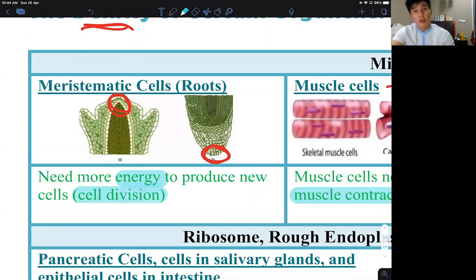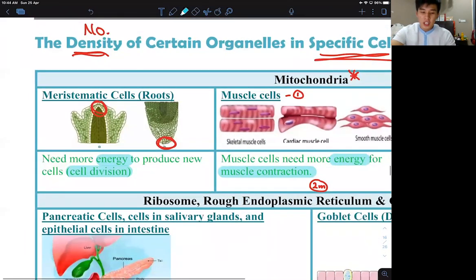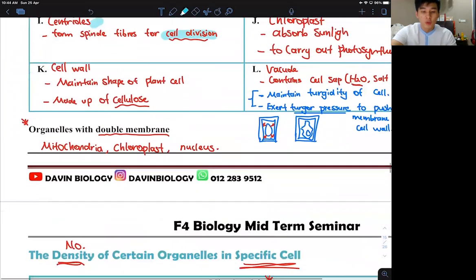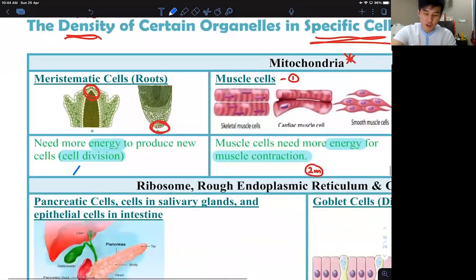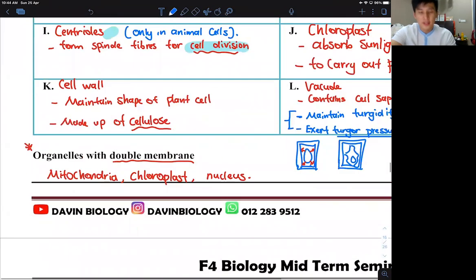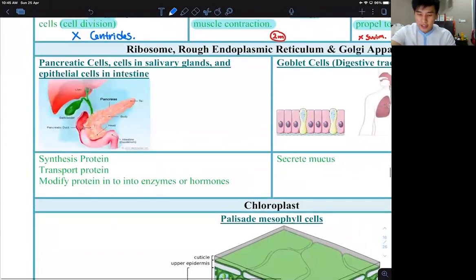Now, a lot of you will say, oh, a lot of centrioles, because centrioles are for cell division. No, don't write that. Don't ever say a lot of centrioles here, because I forgot to mention just now, plant cells do not have centrioles to produce spindle fibers. In plant cells, spindle fibers are directly produced in the cytoplasm. So you can write here to remind yourself: only in animal cells. Understand?